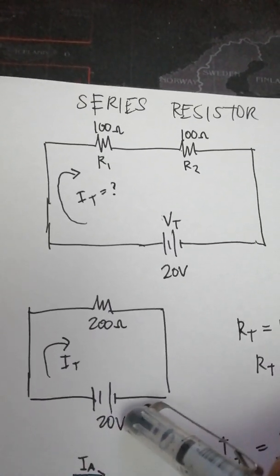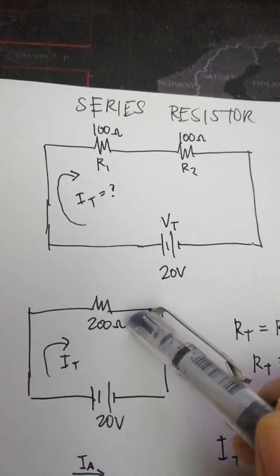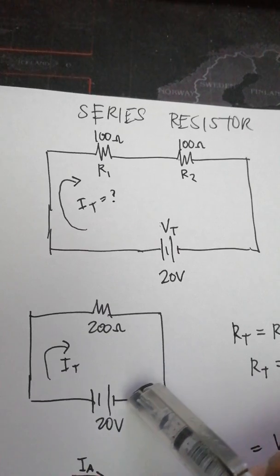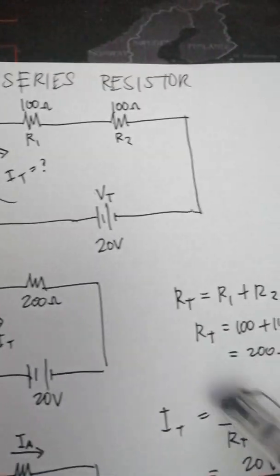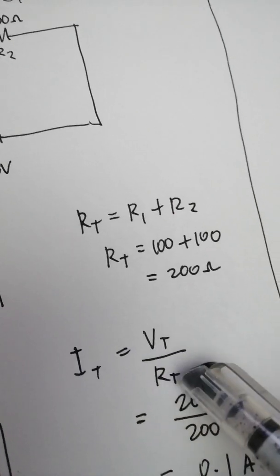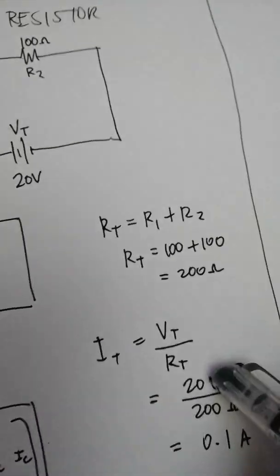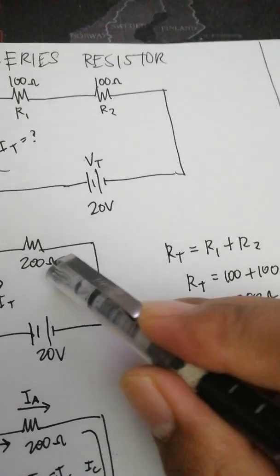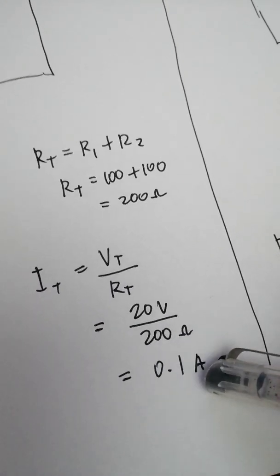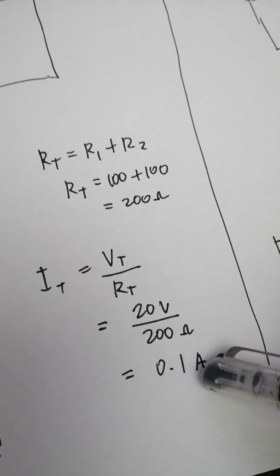And we have now the volt total, we have the resistance total. Now we can calculate the current total that will be flowing in here. Now what's the formula for current? Voltage divided by R. So 20 volts, which is this one, 20 volts divided by 200 ohms. Now we come up with this one. The I total is 0.1 ampere.